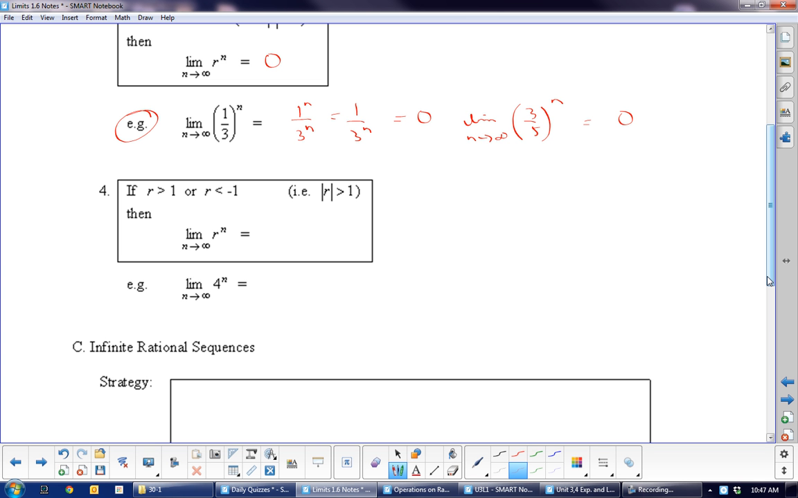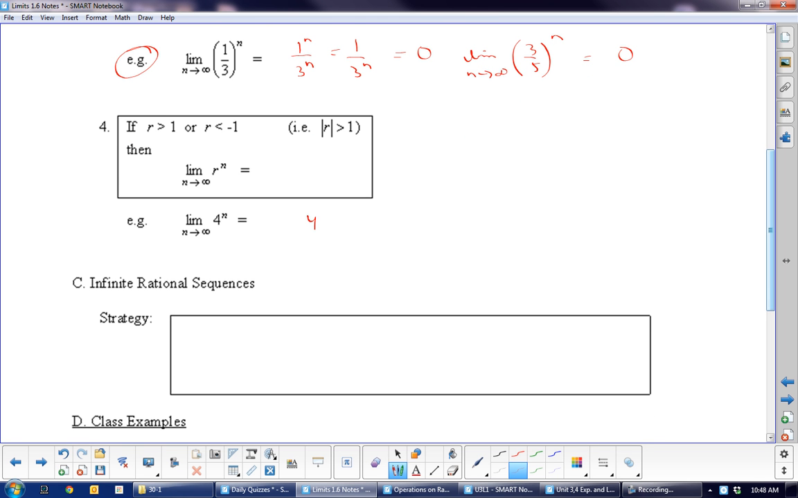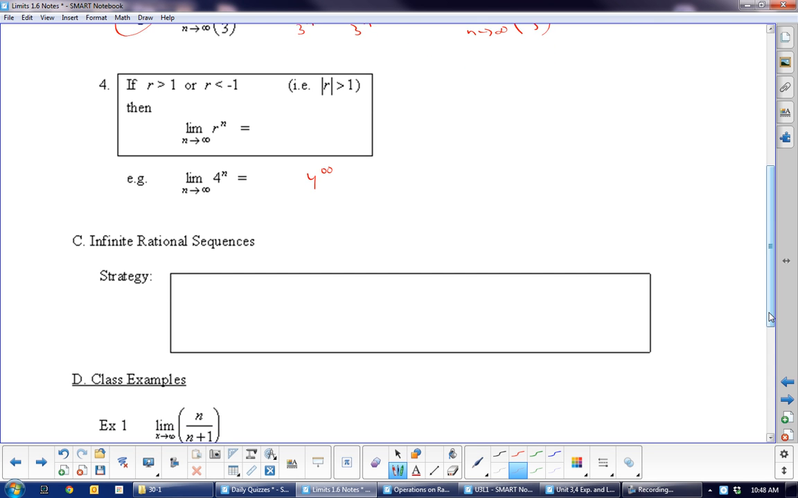And number 4. So if r is a number greater than 1 or less than -1, what is going to happen if n approaches infinity? So what is 4 to the infinity? What would that equal? For the answer, we don't say infinity, we would say that it doesn't approach anything.